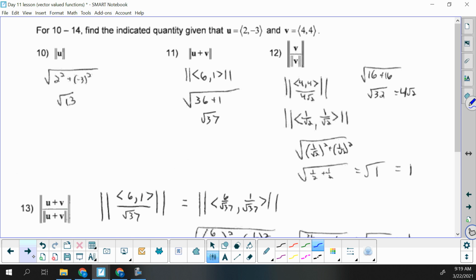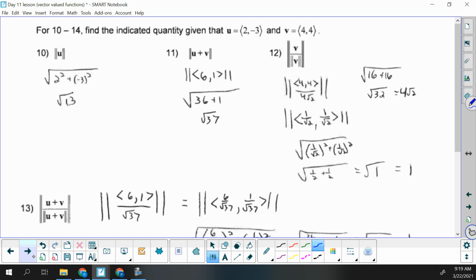Our magnitude, we got the square root of the x part squared plus the y part squared, so we get a magnitude of square root of 13. In 11, add them together first. You get <6, 1> for your vector, and then take the magnitude. You get square root of 37.